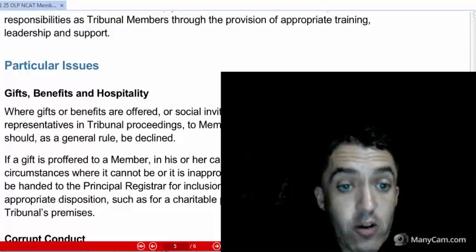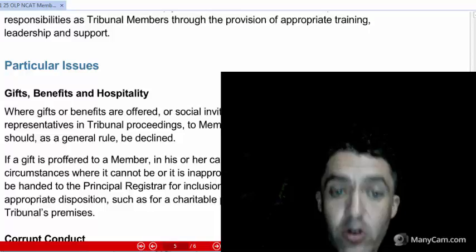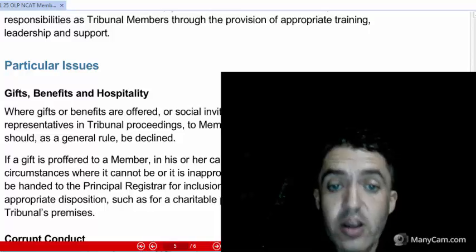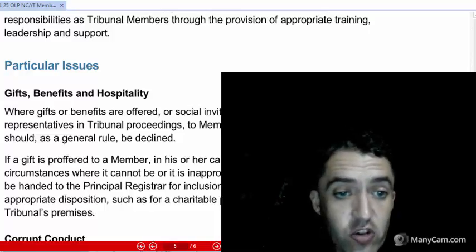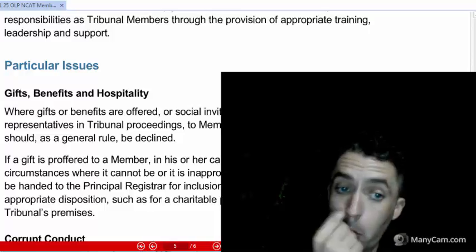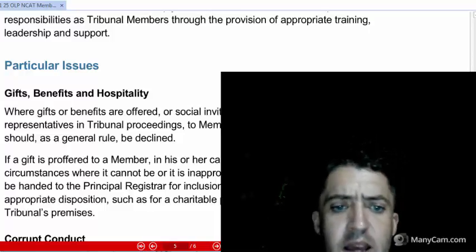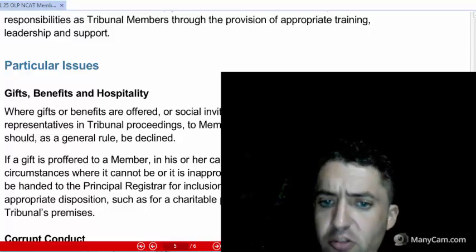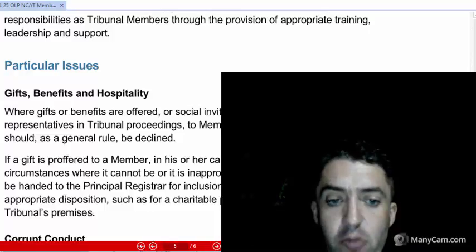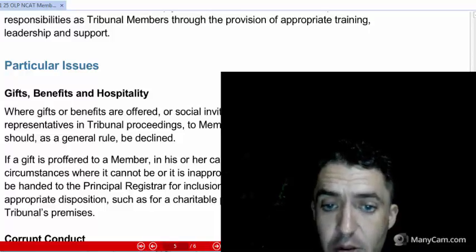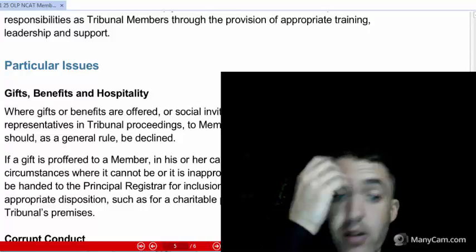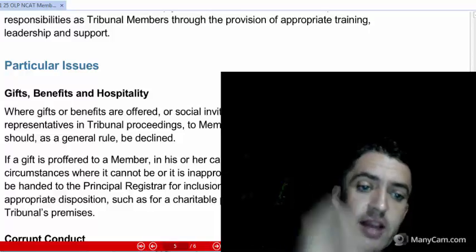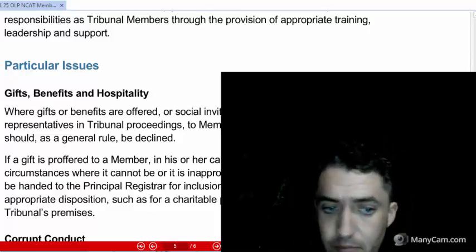Gifts, benefits, and hospitality. Where gifts or benefits are offered, or social invitations extended by parties or representatives in tribunal proceedings to members in their capacity as such, these should, as a general rule, be declined. If a gift is proffered to a member in his or her capacity as a member, in circumstances where it cannot be, or it is inappropriate for it to be declined, it should be handed to the principal registrar for inclusion in the tribunal's gift register and appropriate disposition, such as for a charitable purpose or for public display in the tribunal's premises.